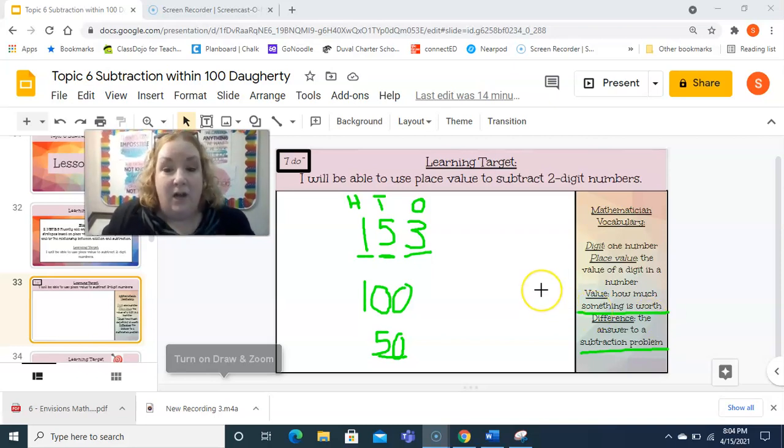Everybody sit down, please. We know that the sum is the answer to an addition problem from our last topic on adding. So the difference is what we're going to find today when we subtract two-digit numbers. So subtraction, difference. Addition, sum. Let's take a look at some problems now.